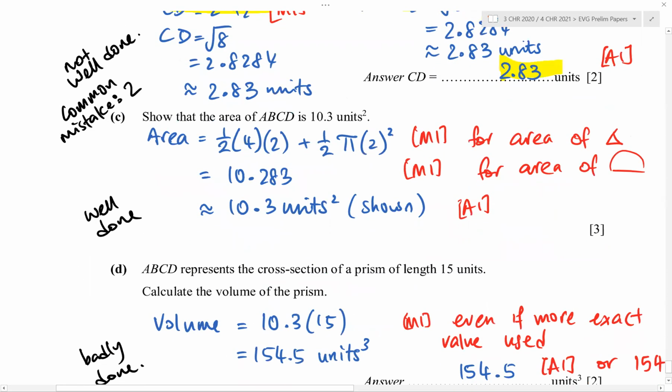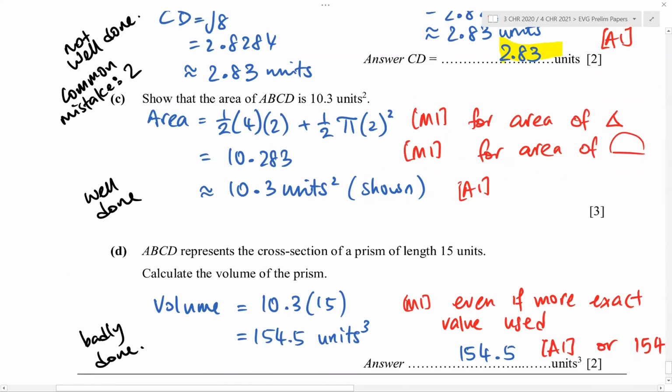Okay, part C. Hey guys, show. When it's a show question, we're going to use it later on. We'll see how. So part C, 1 mark for area of triangle, half times 4 times 2. You show me half times 4 times 2, you get 1 mark. You show me half times pi r square, radius is 2, you get 1 mark. Final answer 10.3 shown.